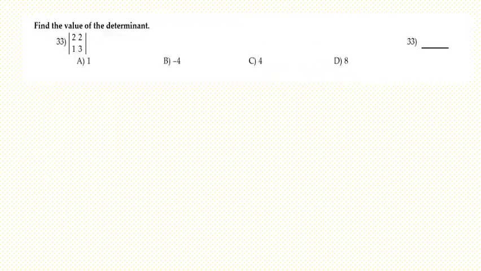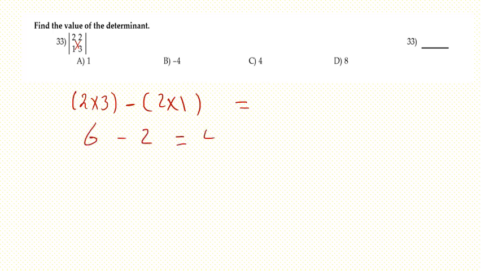Find the determinant, and the matrix here is a 2 by 2 matrix. So to find the determinant of this matrix, all I have to do is multiply 2 by 3 and then 2 by 1 and subtract them. 2 by 3 is 6, 2 by 1 is 2, 6 minus 2 is equal to 4.